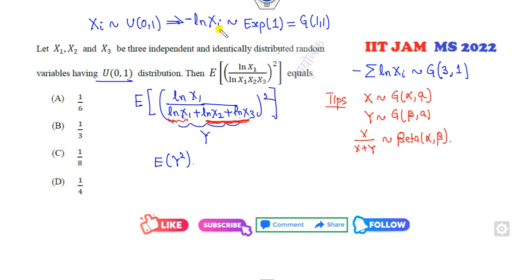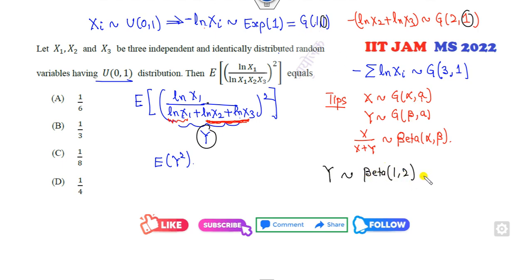ln x2 plus, so I can add only 2 times. So ln x2 plus ln x3. This will follow the gamma distribution of 2 comma 1. And now you can see this parameter is the same. So I can apply this one. So I call this y, and it will follow a beta distribution with the parameter of 1 comma 2.